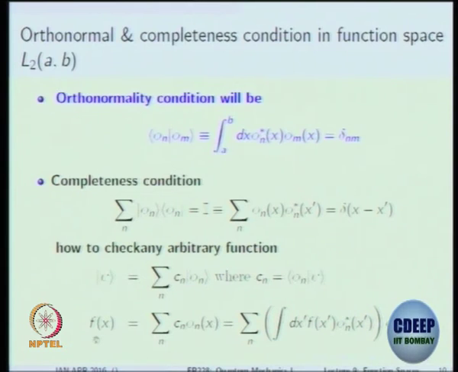Then are we consistent? Do we get f of x equal to f of x? When you do the dx prime integration, this one will give you the Dirac delta function and you get f of x equal to f of x. So this is just a verification, but there will be a systematic way in which we will write this. In function spaces, the completeness condition will be this definition, which involves the Dirac delta.